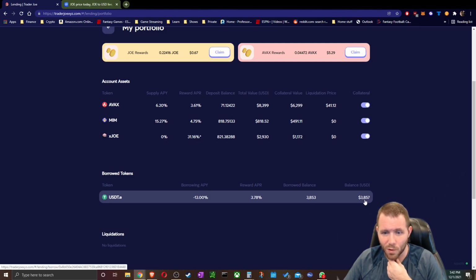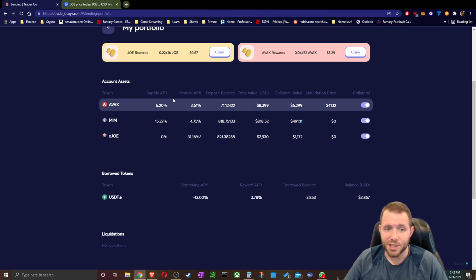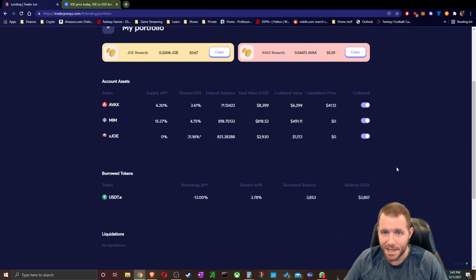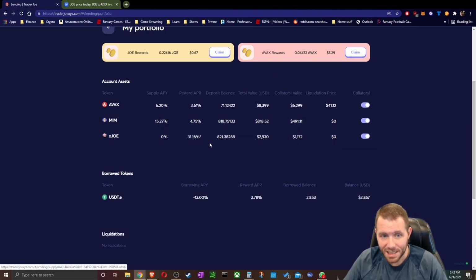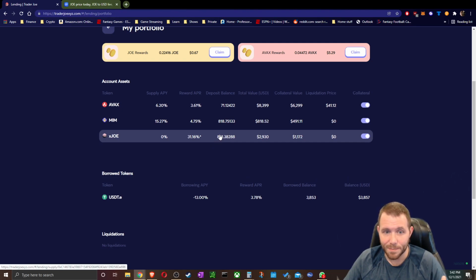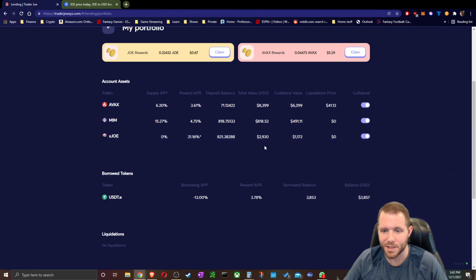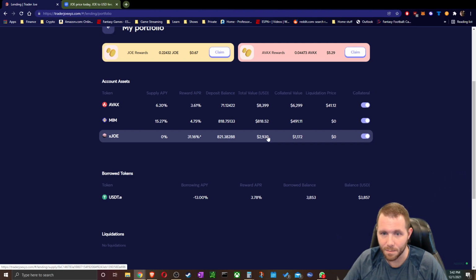$4,000 worth of USDT. And then I just traded it for Joe, staked the Joe, came back over, and deposited the same amount as xJoe, right? So I deposited 821 xJoe, which is worth a total value of $2,930 at the moment, because Joe actually went down significantly since I deposited it. I purchased it around this amount.